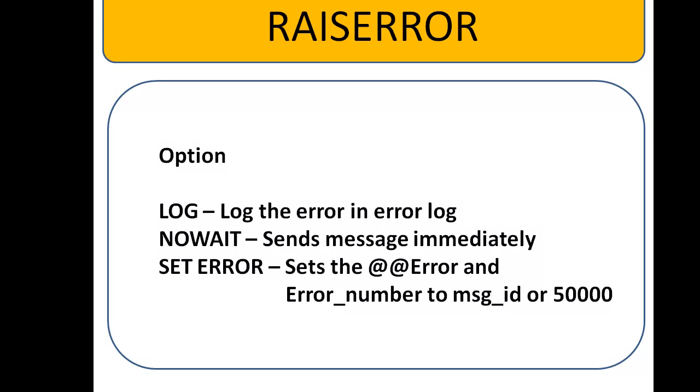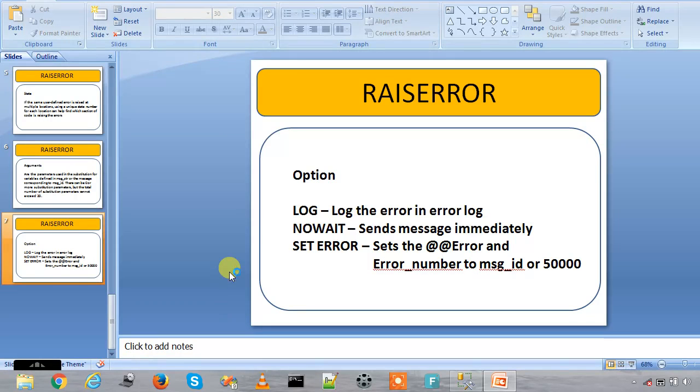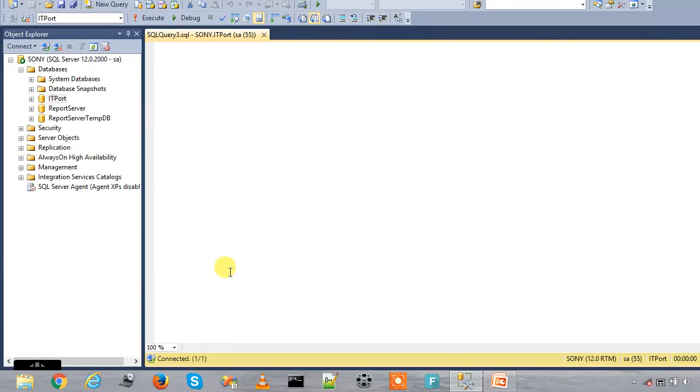The final one is the option: LOG, NOWAIT, or SETERROR. LOG is used to log the error in the error log, NOWAIT sends the message immediately to the client, and SETERROR sets the error number to the message ID. So let us check with a simple example for RAISERROR.